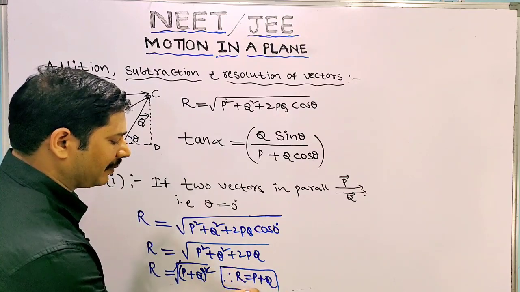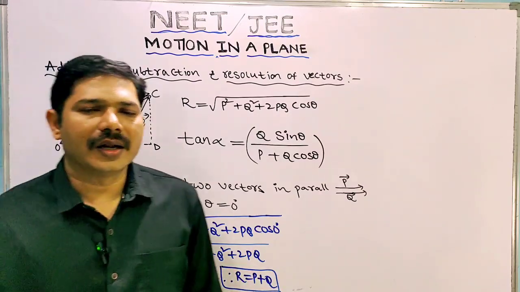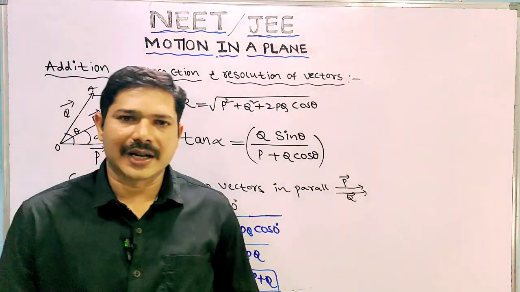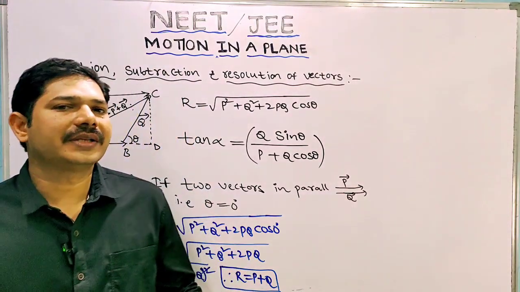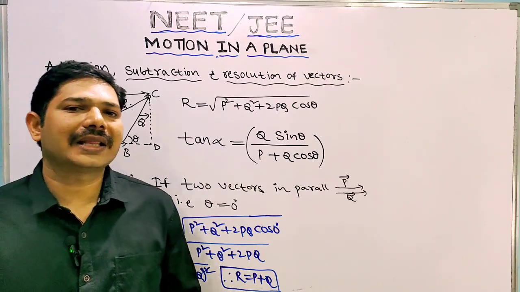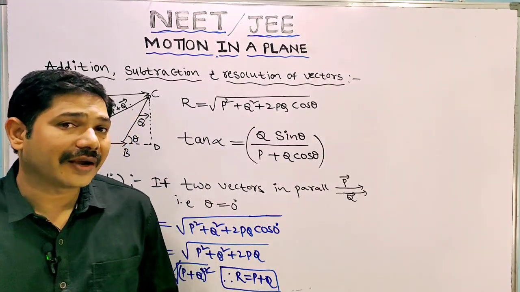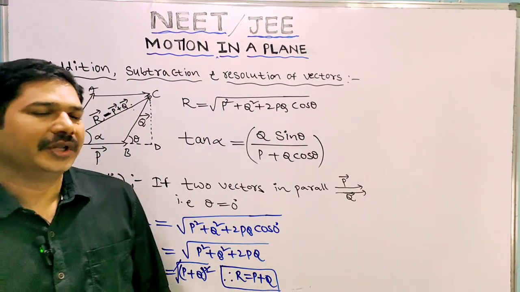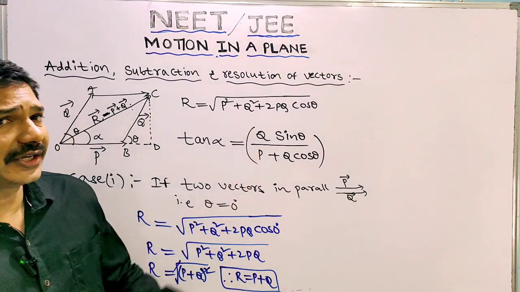In the parallelogram addition of vectors, if two vectors are parallel, you can directly remember the resultant formula: we should add the magnitudes of the two vectors. R equal to P plus Q. Then we'll see what happens to the direction.